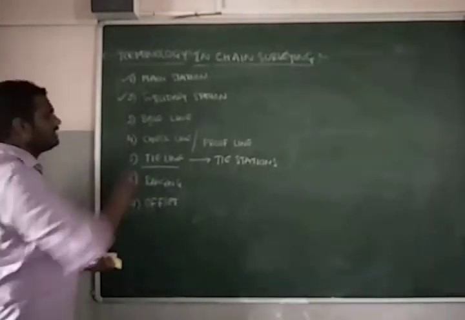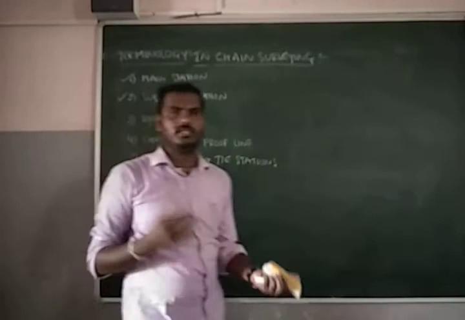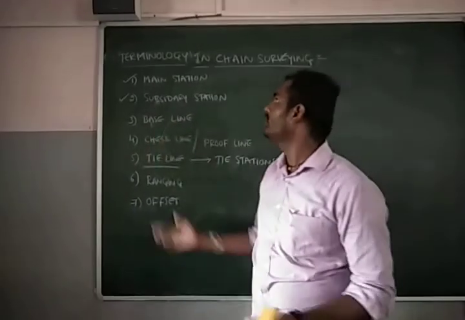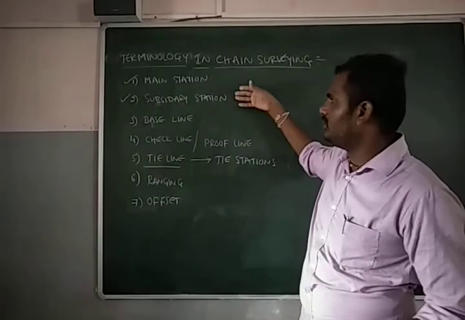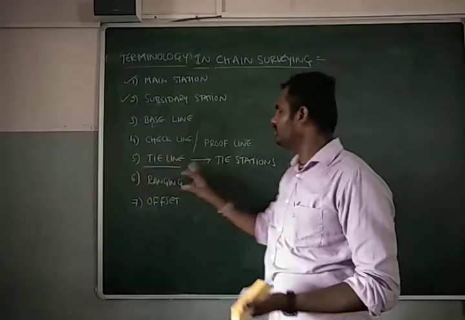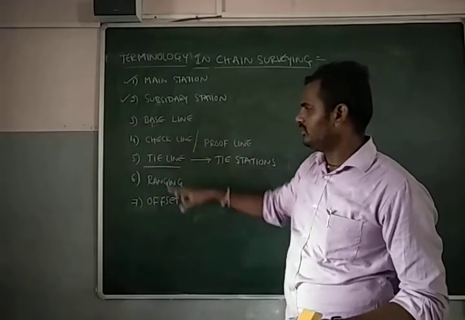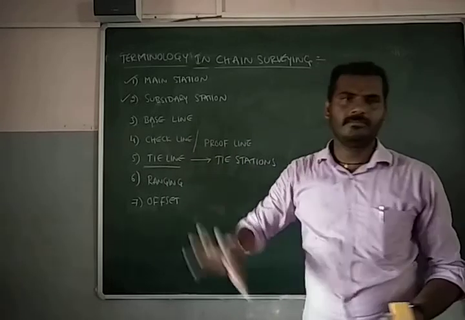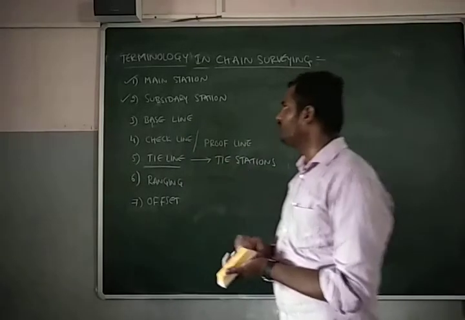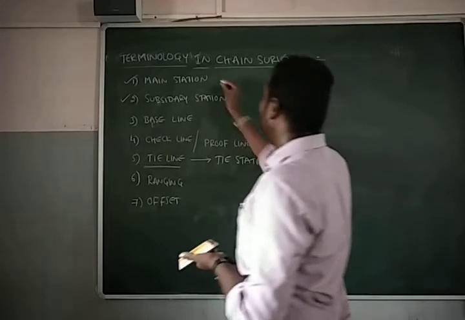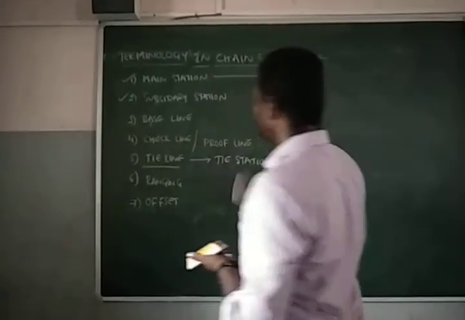So this is the general terminology that we use in chain surveying. Main stations, we have subsidiary stations. When we deal with tie line, we will be having tie stations, then baseline, check line, ranging, offset. Now, first we see what is a main station. What is a main station?